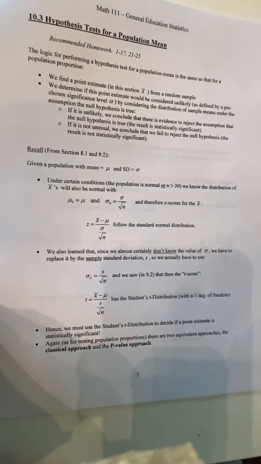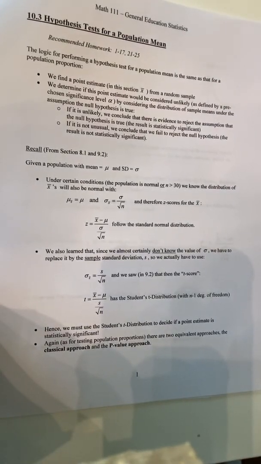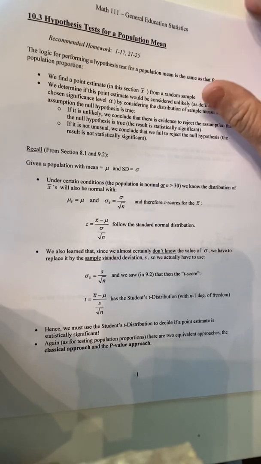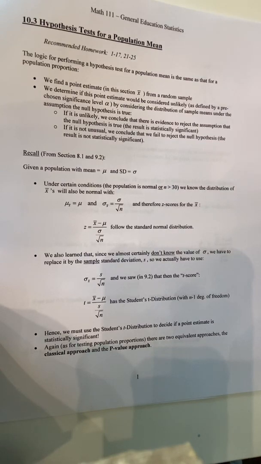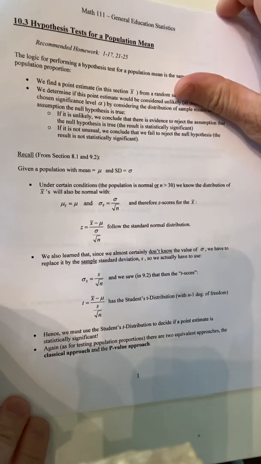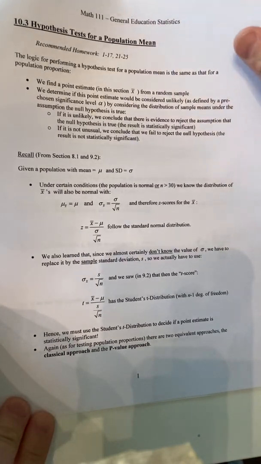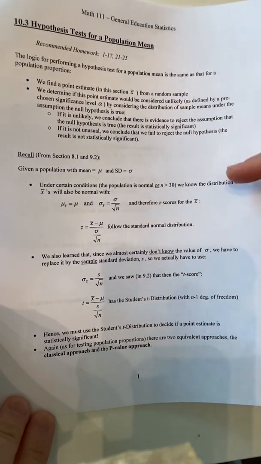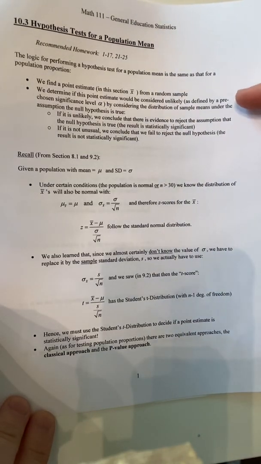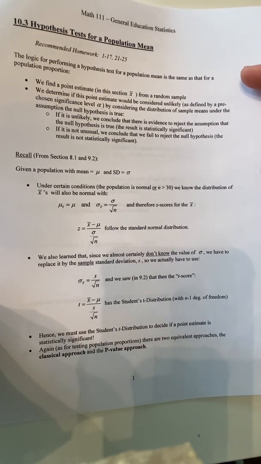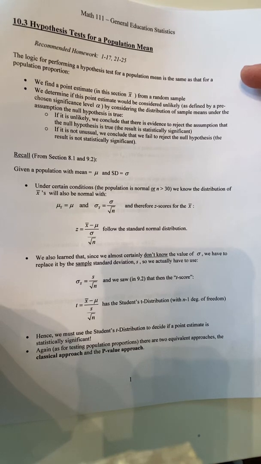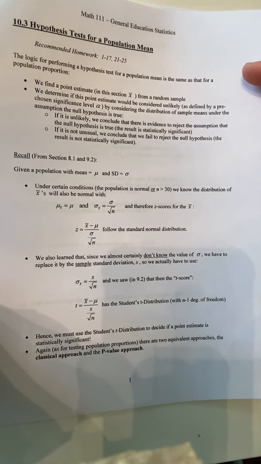All right, this is section 10.3, the hypothesis tests for a population mean. This parallels section 9.2 when we were evaluating and looking up t values and t-scores. It also will parallel the last section, 10.2, when we were determining if we should accept or reject the null hypothesis to determine if things were statistically significant or not.